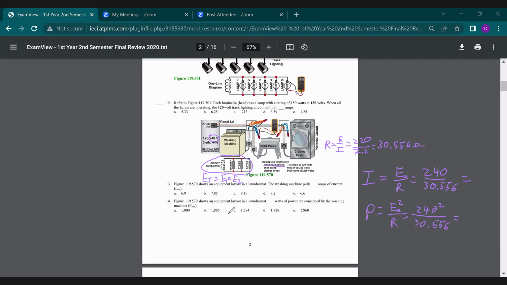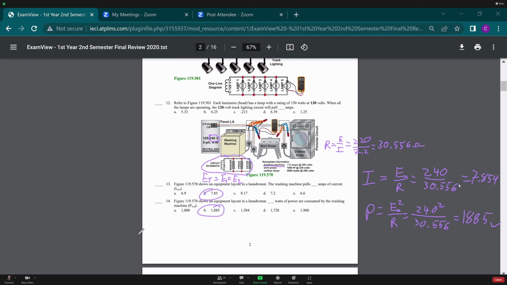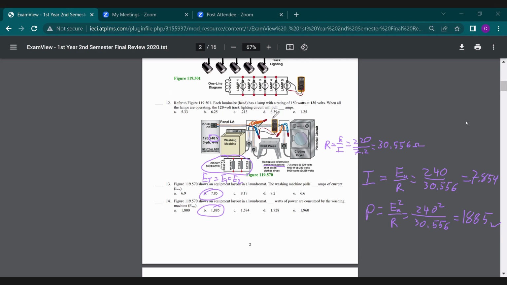240 divided by 30.556, we'll get 7.854 amps. And then if we do the other one, 240 squared divided by 30.556, we'll get 18.85 watts. And 7.85. 240 because that's the applied voltage in the question. We can see at the panel it says 240 and on the voltmeter it says 240.